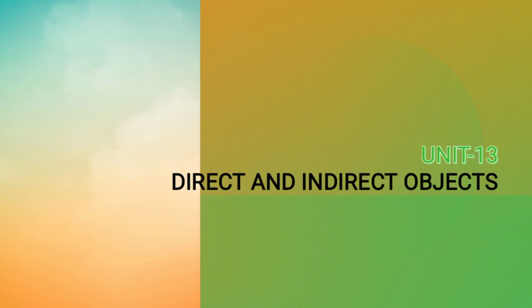And the unit is 13, direct and indirect objects. Okay, children, in this unit, we will see which are the direct and indirect objects in the sentences. All right, children.